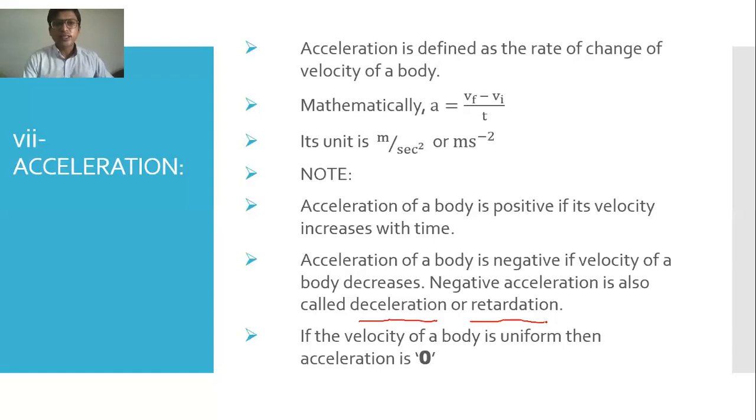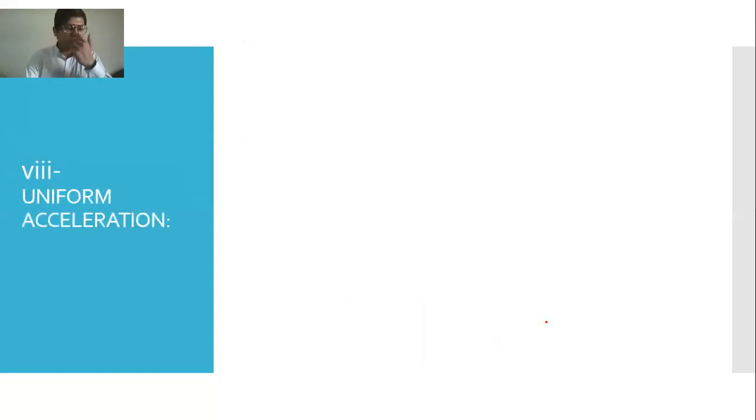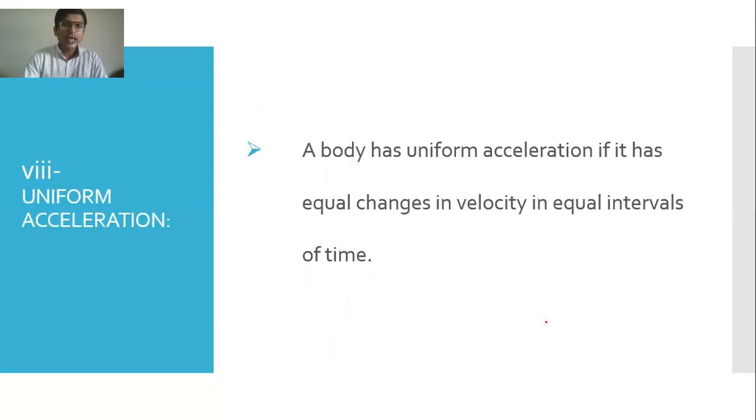Now the final thing is uniform acceleration. Uniform means it does not change. So a body has uniform acceleration if it has equal changes in velocity in equal intervals of time. If at every second it is changing by equal velocity, it means that it is in uniform acceleration. So hopefully you have understood all the topics correctly.